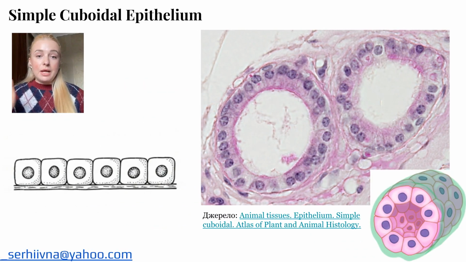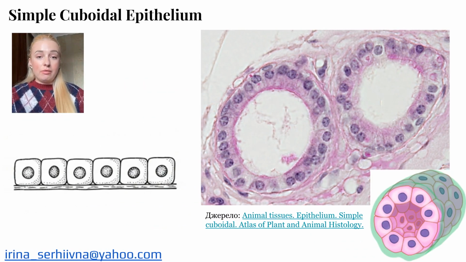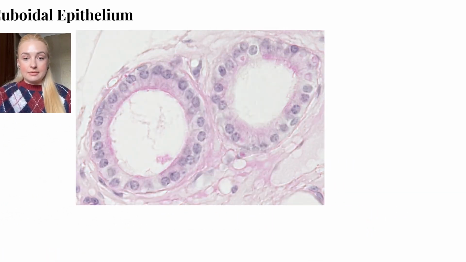Simple cuboidal epithelium has equal sizes of its walls, and the nucleus therefore is located in the center of the cell, which is very easy to identify under the microscope. And it is really commonly found in our body, specifically lining the excretory ducts of different glands.